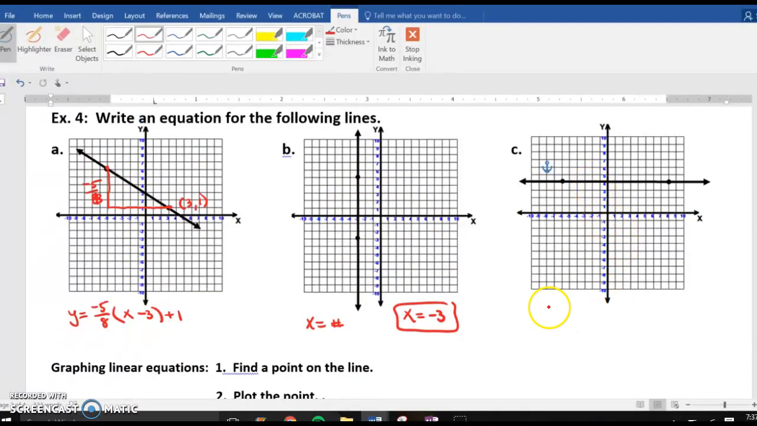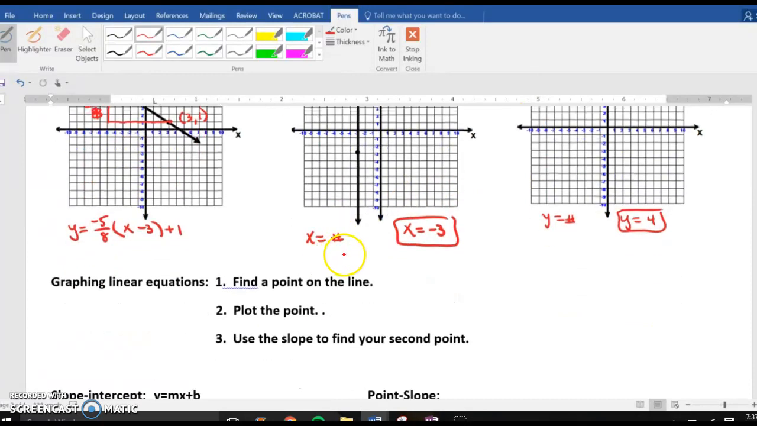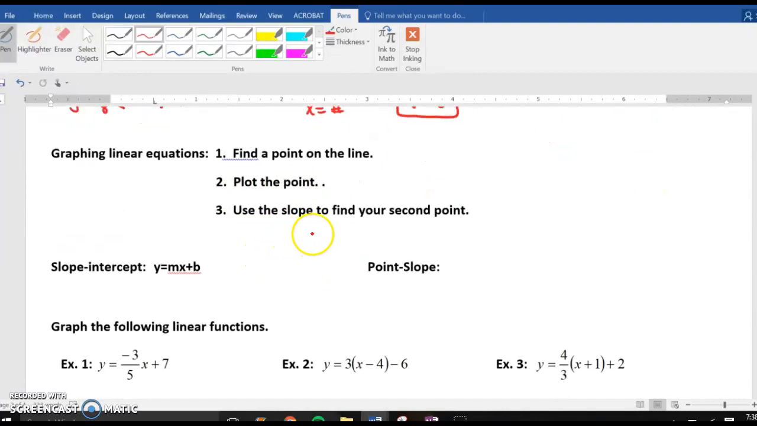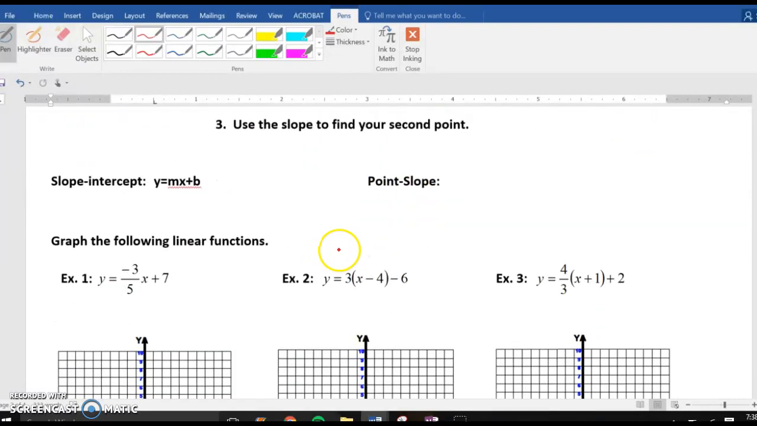Now when we go to a horizontal line, remember, that's always y equals a number. Okay, and what is the repeating number in this case? 4. So y equals 4 would be the equation of that line. Now when we graph a line, we find a point on the line, plot the point, and then we use the slope to find the second point. Okay, remember, in slope-intercept form, m is the slope, b is the y-intercept. Point-slope form, right, y equals m times x minus x1 plus y1.